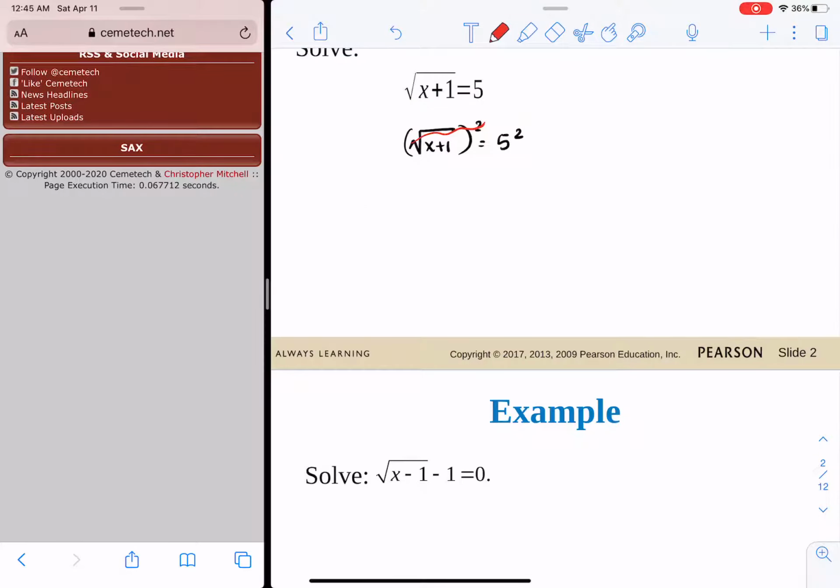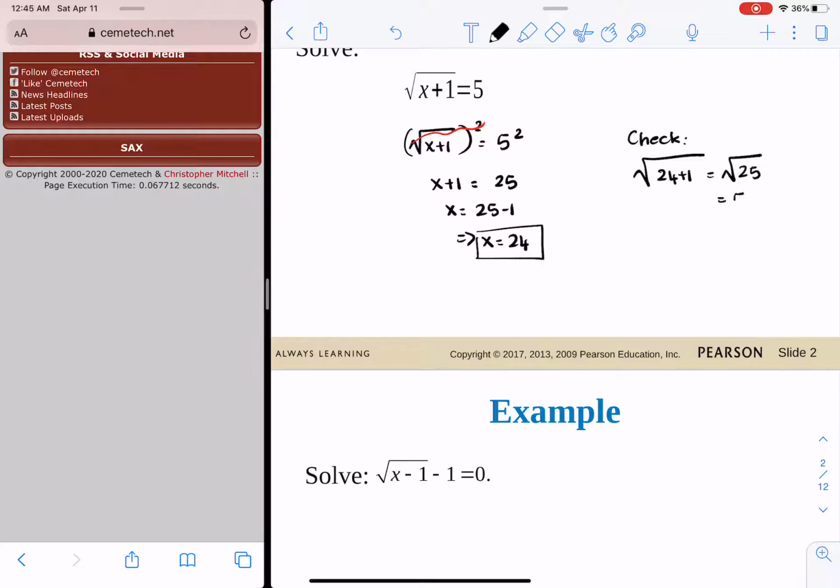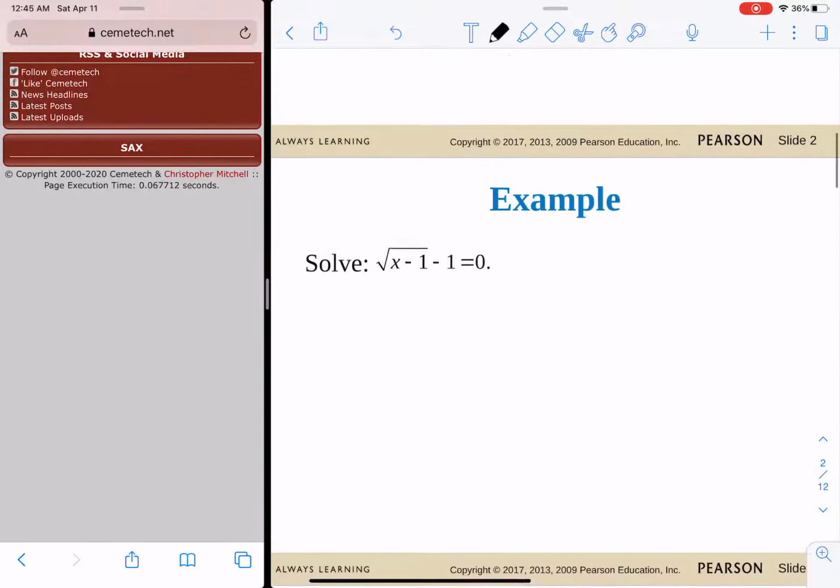The root and the square will go away, and x plus 1 would equal 25, and x is equal to 25 minus 1. We have x is equal to 24. You should always try to check your answer in a problem like this. So plug in 24 in the original equation. We have square root of 25, which is 5. So square root of x plus 1 is equal to 5 when x is equal to 24. So our solution is correct.